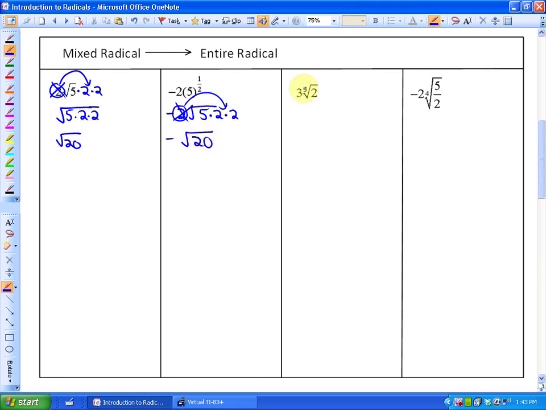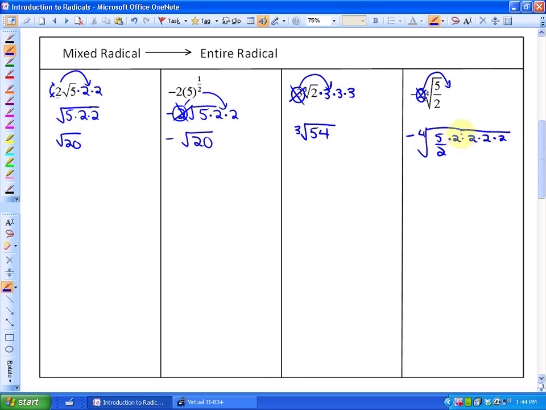In the next example, because your index is 3 right here, instead of putting doubles or twins into the radicand, we have to put triplets, or groups of 3. So in this case, it would be the cubed root of 54. Finally, for this last one, we'd have to put in 4 groups of 2. So this would be negative index of 4, 5 halves times 2 times 2 times 2 times 2.